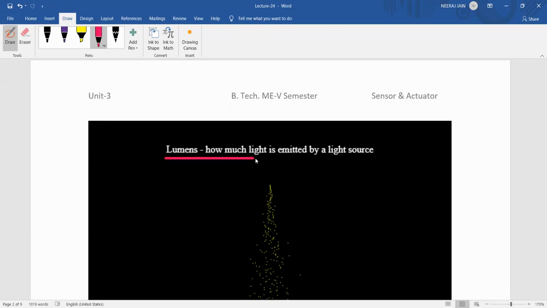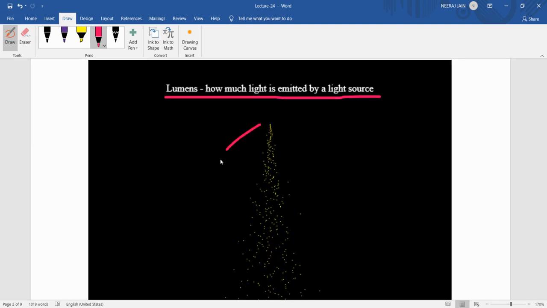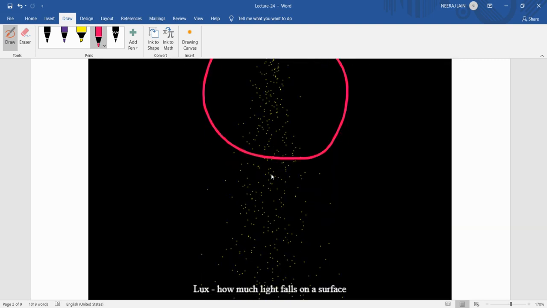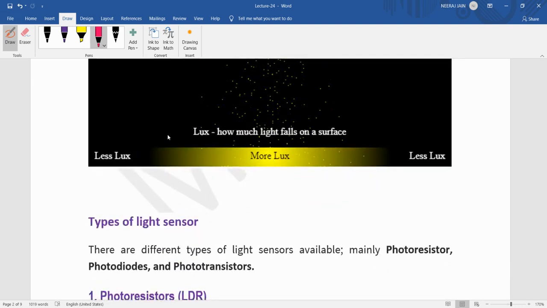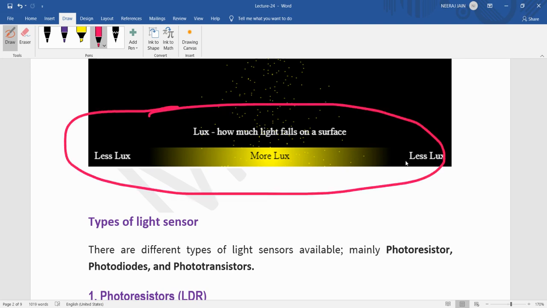Here, the lumens, how much light is emitted by a light source, is indicated by this, and the second term, that is the lux, is indicated by how much light falls on the surface area. So here, as we are seeing, here is the darkness, here more light is visible, so it has more lux and it has less lux.